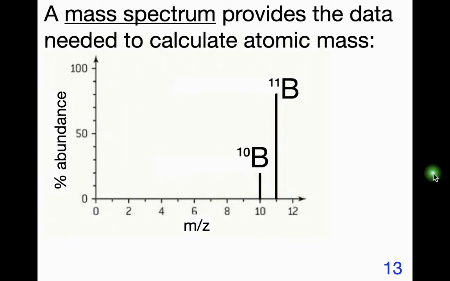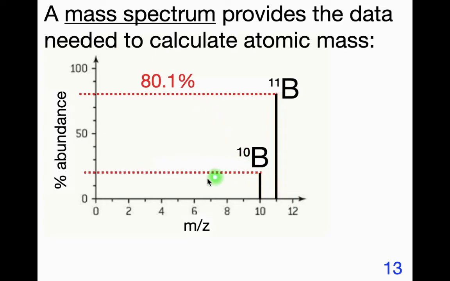All right, let's now look at what's called a mass spectrum. It provides the data needed to calculate atomic mass. So we have percent abundance versus the mass charge ratio for two isotopes of boron. Boron 11 is 80.1%, and boron 10, 19.9%. So we have the percent abundances, but we need the mass.